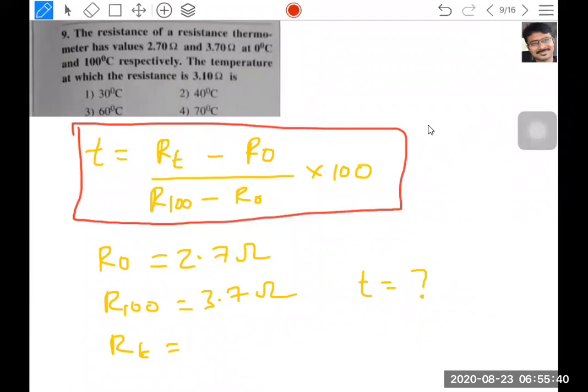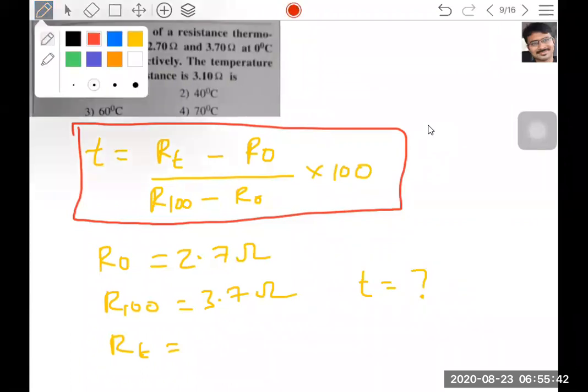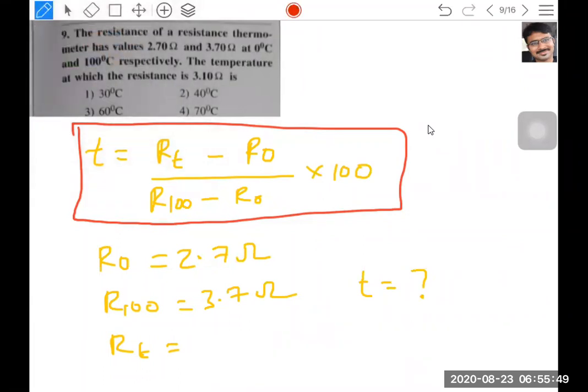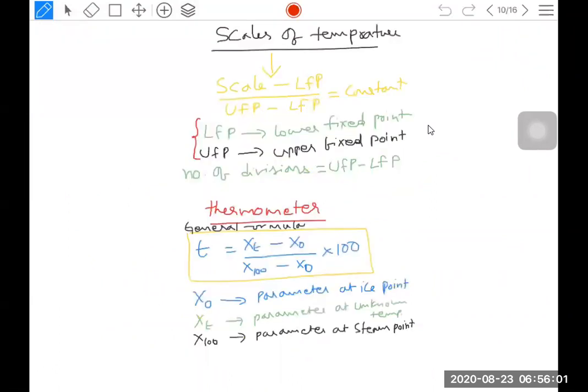This is the method. For T degrees centigrade in the question, R at T is equal to 3.1 ohm. If you substitute all this data in the above formula, you will get the value of T. I hope you are clear with this problem now.